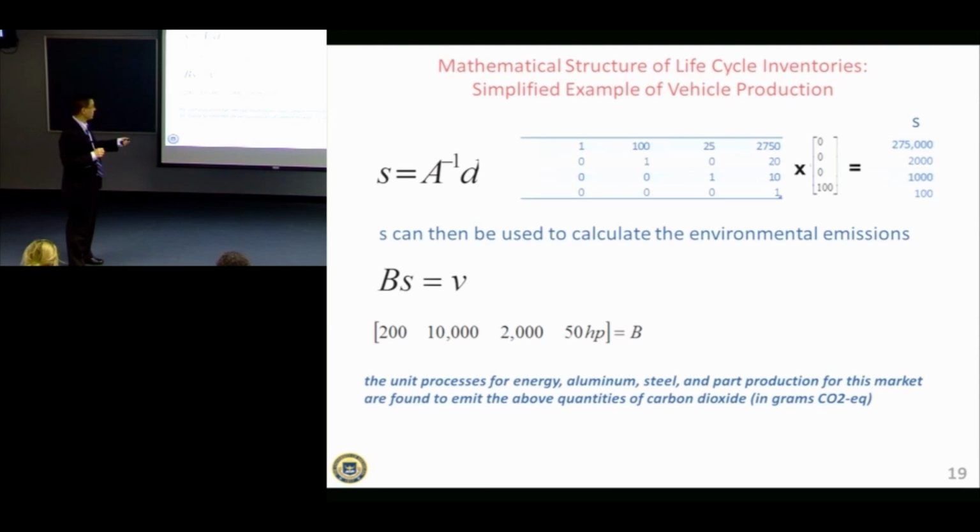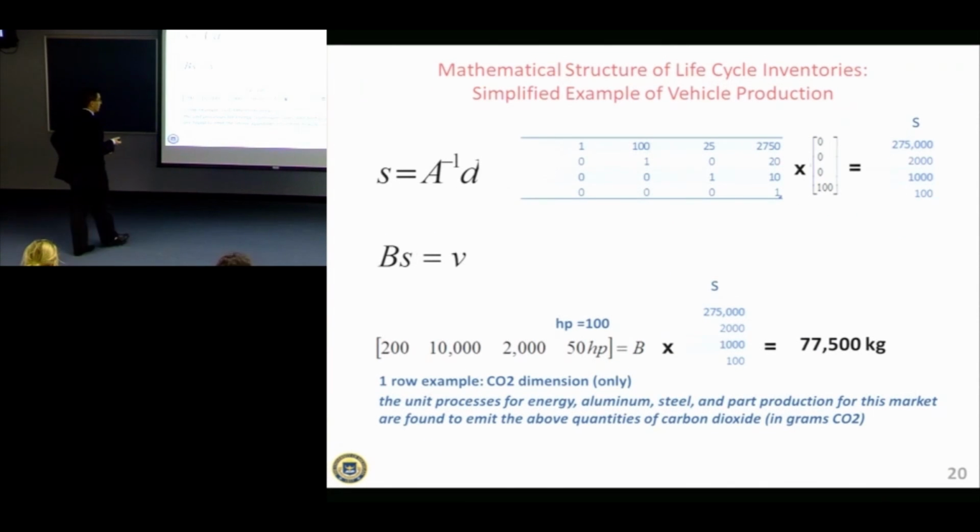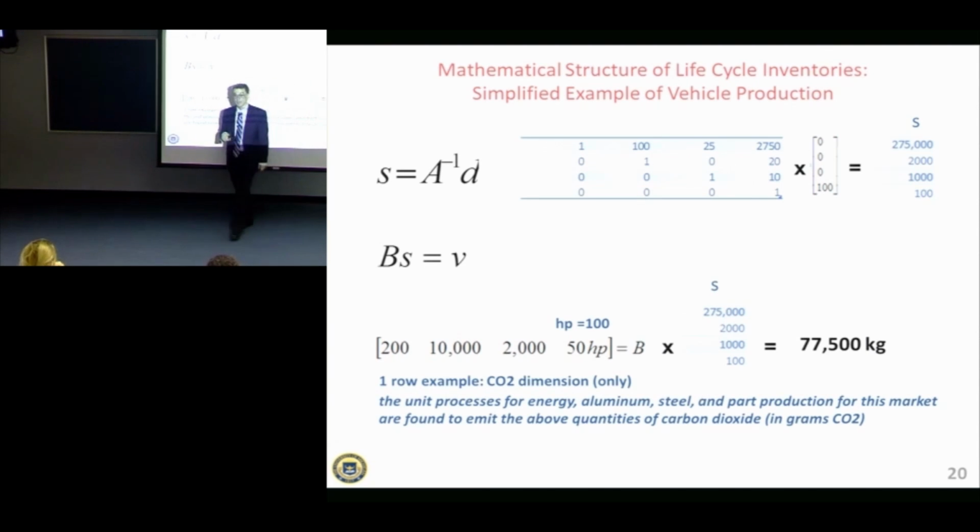Okay, so this is just an example of B. And we calculated S before, so we can multiply B times S to get V. All right, so here, if we have 100 horsepower, a little bit more reasonable quantity, just inserting that there. That's B. Multiplied by S, I get a number, which is 77,500 kilograms of CO2 equivalent. Okay, that's how it works.